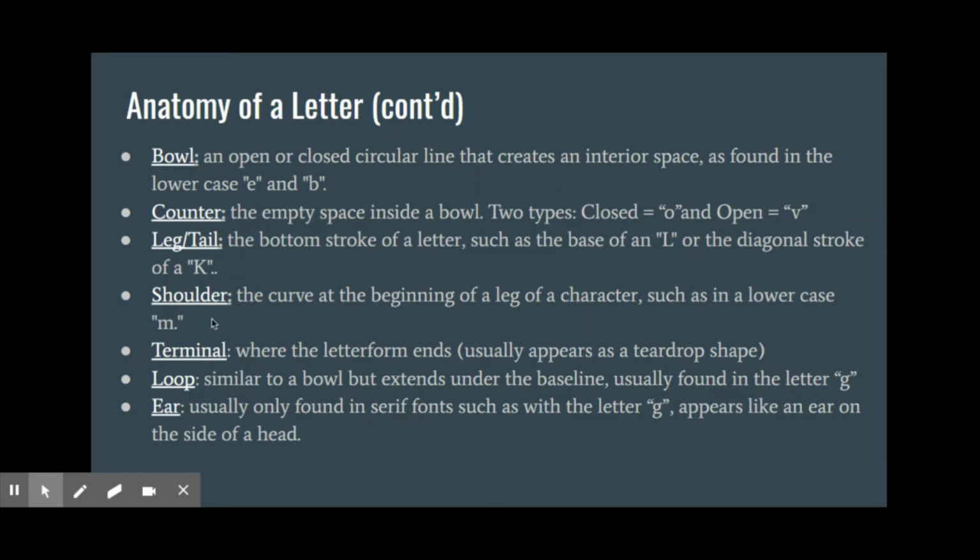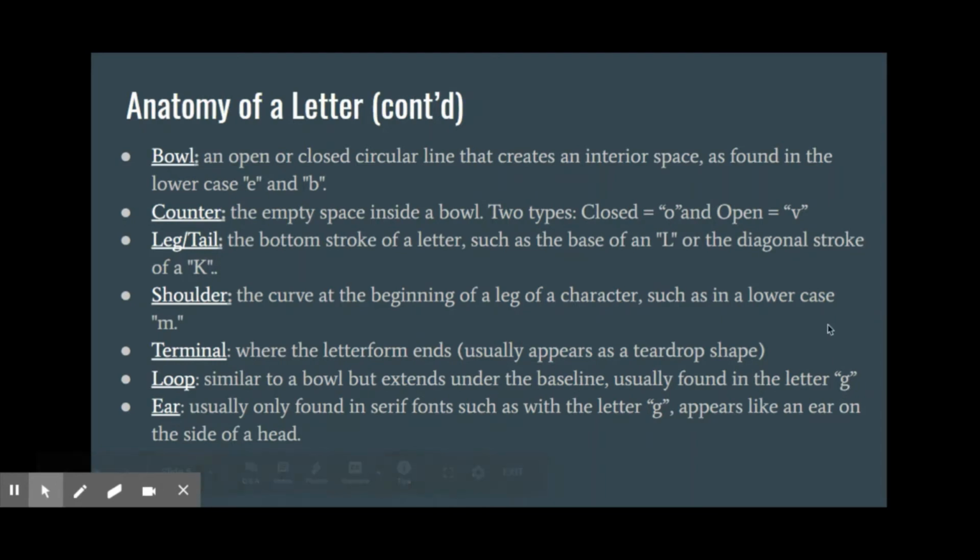Okay. Then we have the terminal. The terminal is where the letter form ends, which usually appears as a teardrop shape. This comes with specific types of fonts, which I'll go over later. So you don't always see a terminal, but I just threw that in there because it is something you might recognize, and now you'll know the name of it. Then we also have a loop, which is similar to a bowl, but it extends under the baseline. So it's usually found in this style of letter G. Not all G's look like this, but it's any kind of font where there is a closed loop at the bottom of a letter.